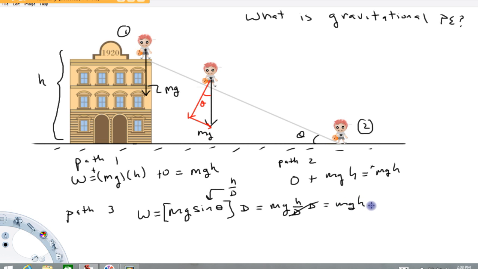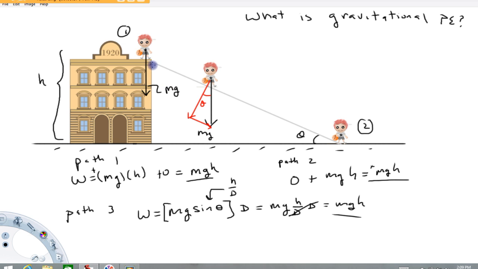All right, so let me get to the point of this video. I've just demonstrated over 3 different paths: path 1, path 2, path 3. In all 3 cases, the work done by gravity is equal to this term, mgh. In fact, it turns out that the path doesn't matter at all.